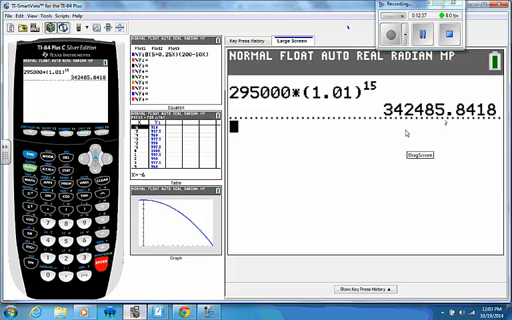You can do that for your house. Just put in the asking price for the house, multiply it by 1.01 raised to the exponent of 15, and you'll get your appreciation value.